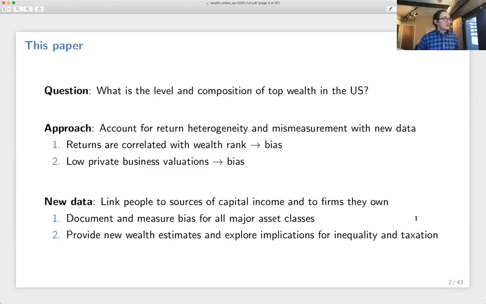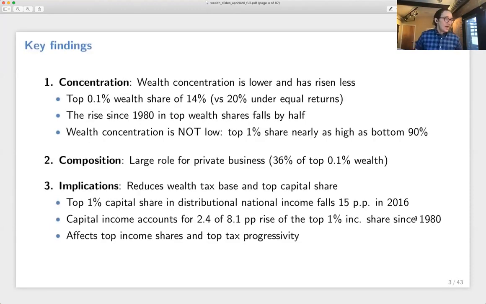And then we're going to provide new wealth estimates, asset class by asset class, add those up, and explore implications for a range of questions, thinking about the distribution of wealth inequality, how it's evolved across states. We're going to look at implications for income and wealth taxation as well. And this will be my last slide before I take some questions. Key findings of 3 groups.